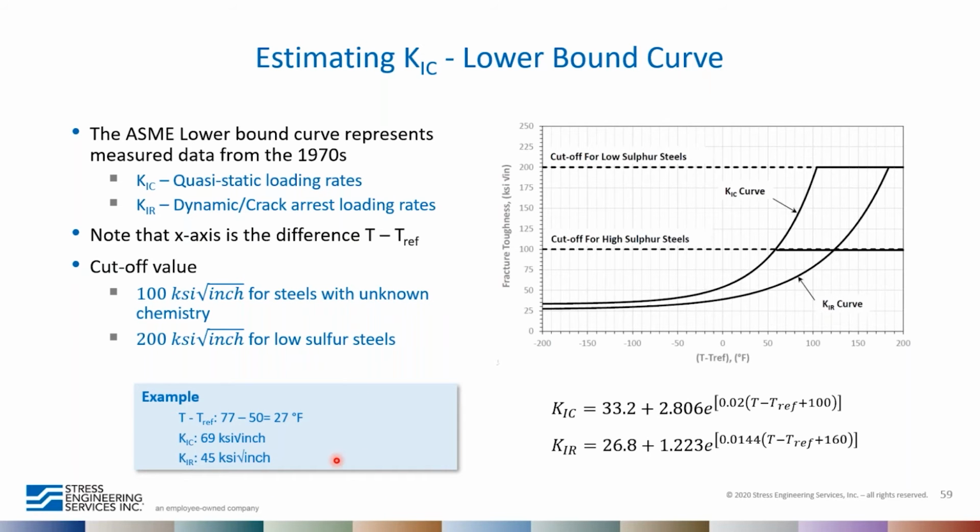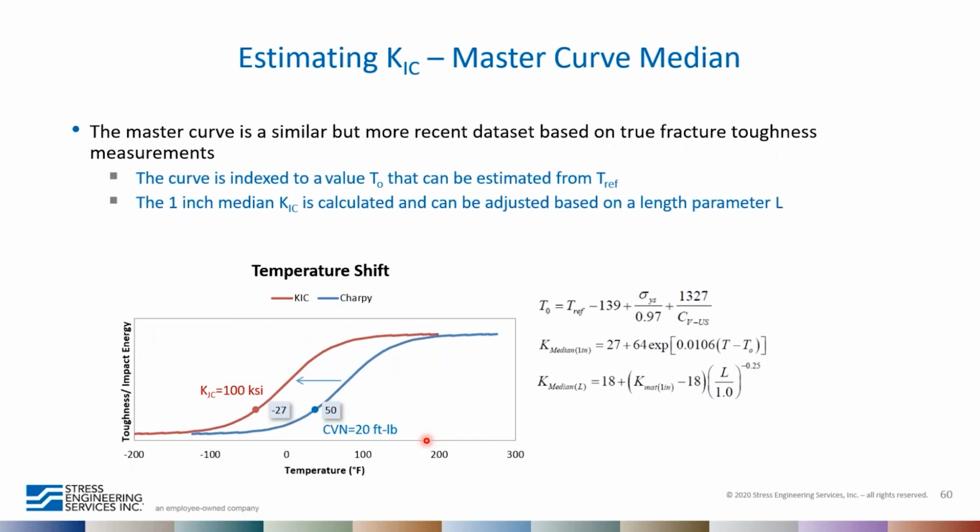So let's look at a quick example. Say we're operating at 77 degrees Fahrenheit. We have curve B material. So the reference temperature is 50 degrees Fahrenheit. So our T minus Tref is 27 degrees Fahrenheit. And if we look on this curve at 27 degrees and we trace it up, we hit just under 75 KSI root inch. So that's a 69 KSI root inch. So this is kind of a lower bound toughness.